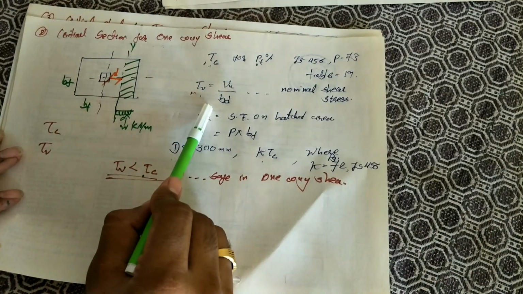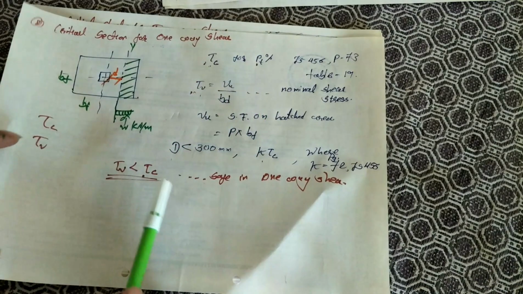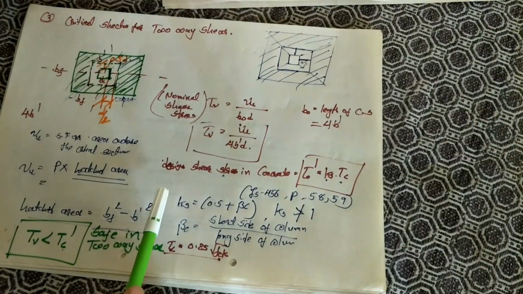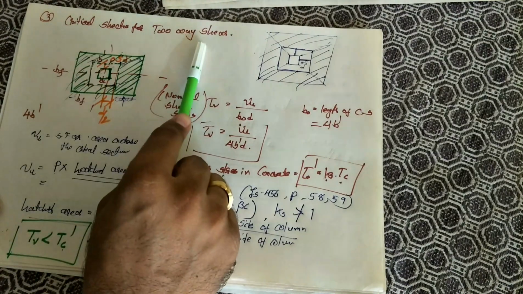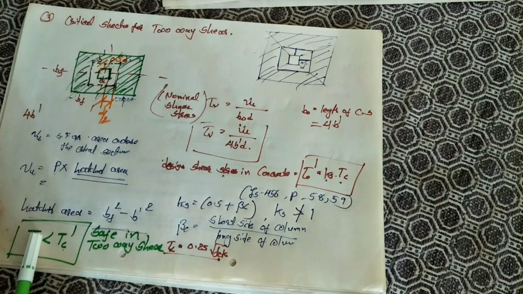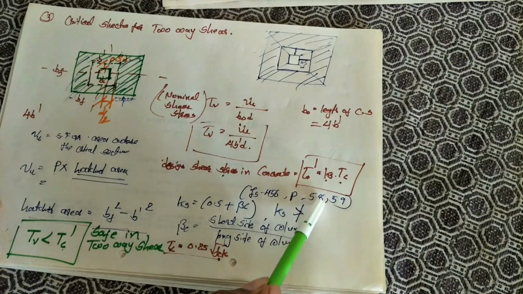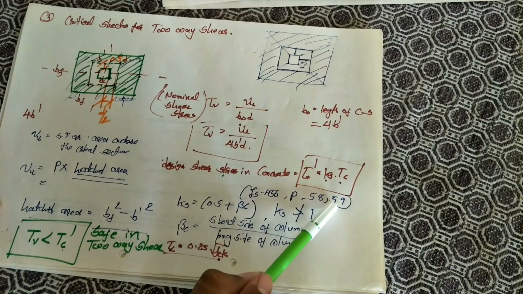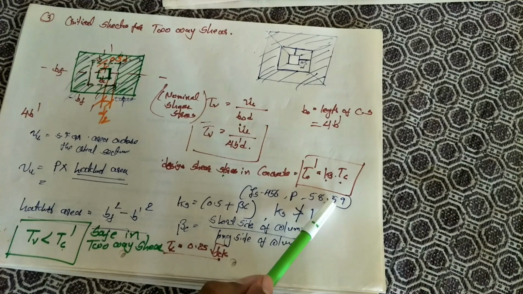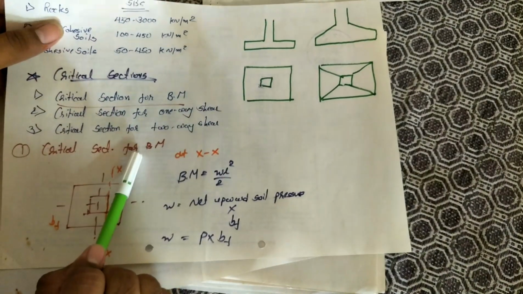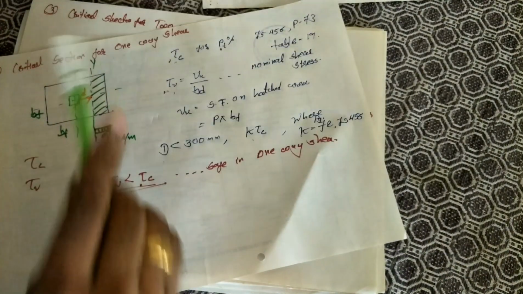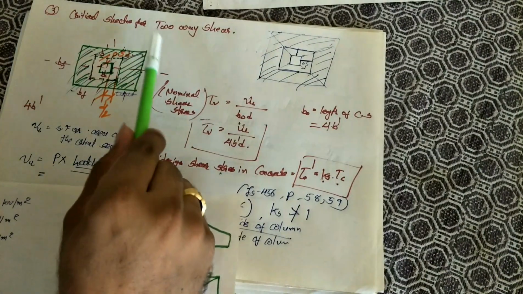So for a critical section in one-way shear, tau V is less than tau C, where tau V is equal to Vu by bd, and tau C depends upon your percentage of steel. And for a critical section in two-way shear, tau V is also less than tau C dash, where tau C dash is equal to Ks into tau C, and tau C is equal to 0.25 under root fck. These equations are given on page numbers 58 and 59. So this is all about your critical section for bending moment, critical section for one-way shear, and critical section for two-way shear.